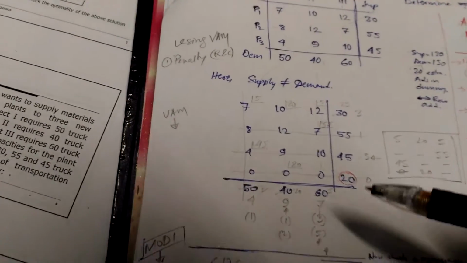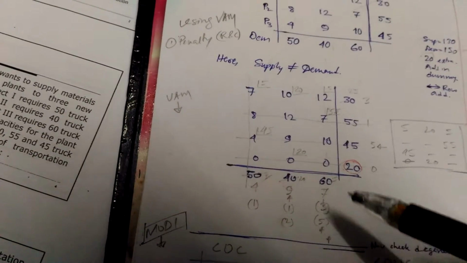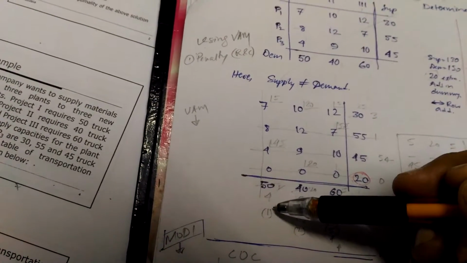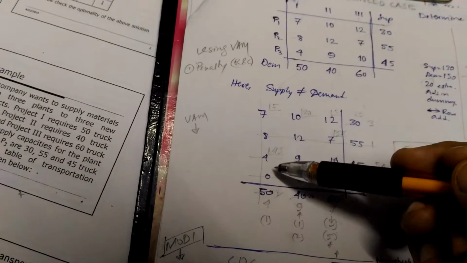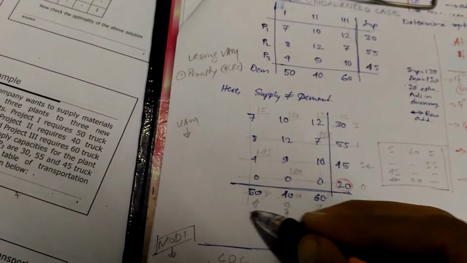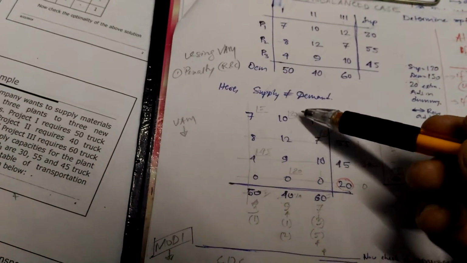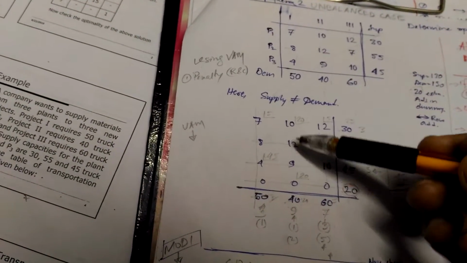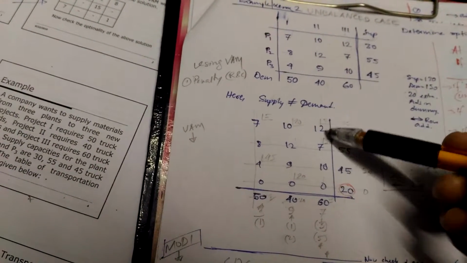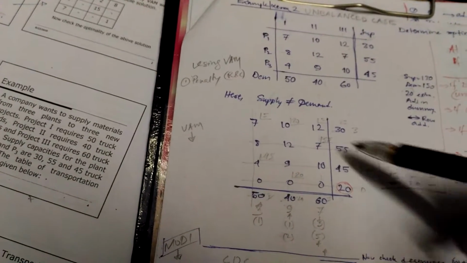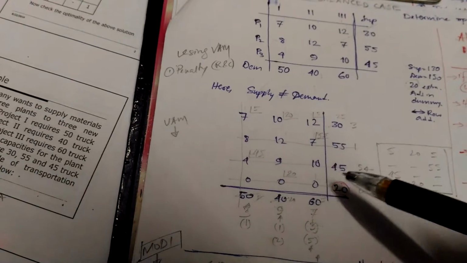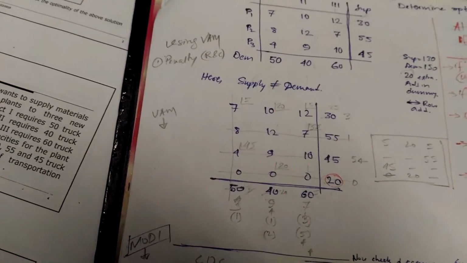Again calculate the penalties, don't forget, again calculate the penalties. Now this row is gone, so the penalties become 7 minus 4, 3. In this it becomes 9 minus 10, minus 1. In this it becomes 10 minus 7, 3. Similarly here also. Now again go for the lowest value and place. So in this way we find the Vogel's approximation method.